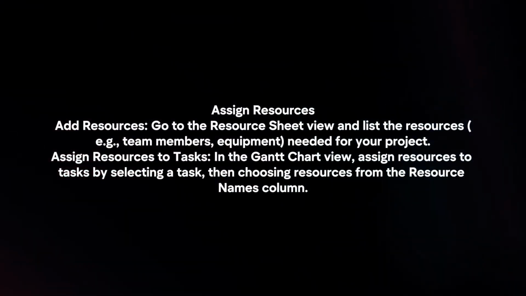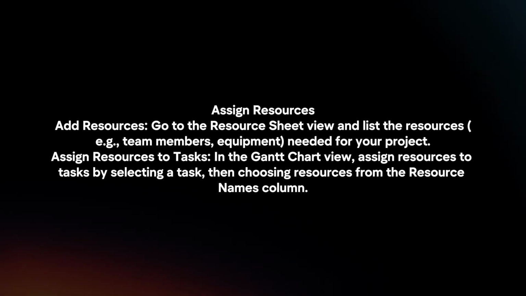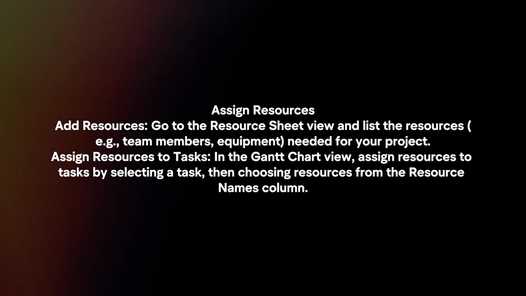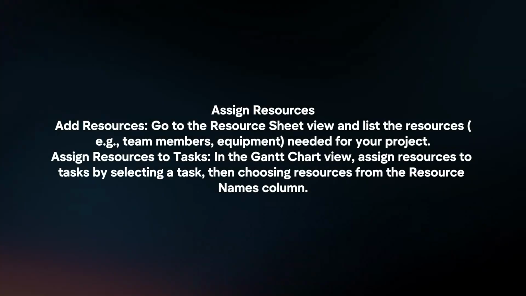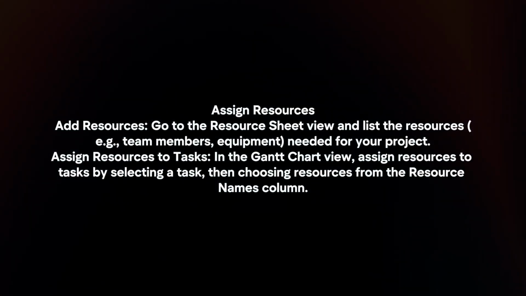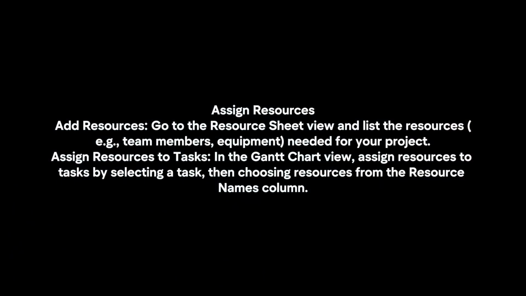Assign resources. Add resources. Go to the resource sheet view and list the resources needed for your project. Assign resources to tasks. In the Gantt chart view, assign resources to tasks by selecting a task, then choosing resources from the resource names column.